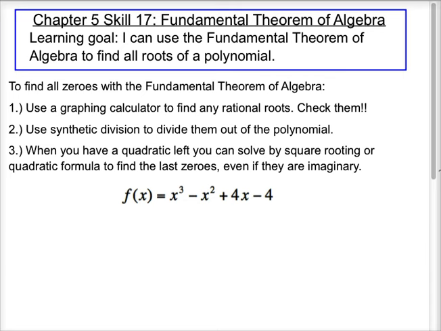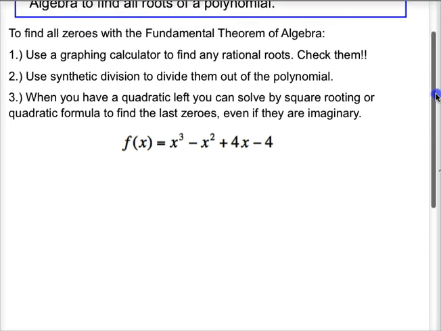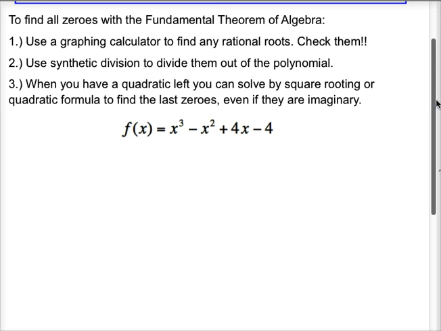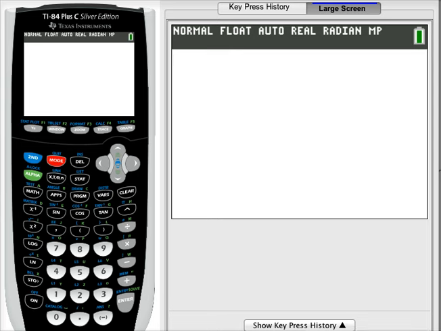All right. Now, the way that this works is I'll let you use a graphing calculator to find the zeros, any that you can actually see. So, what I mean by that is whip out your graphing calculator, please. You're going to put that polynomial in your calculator.